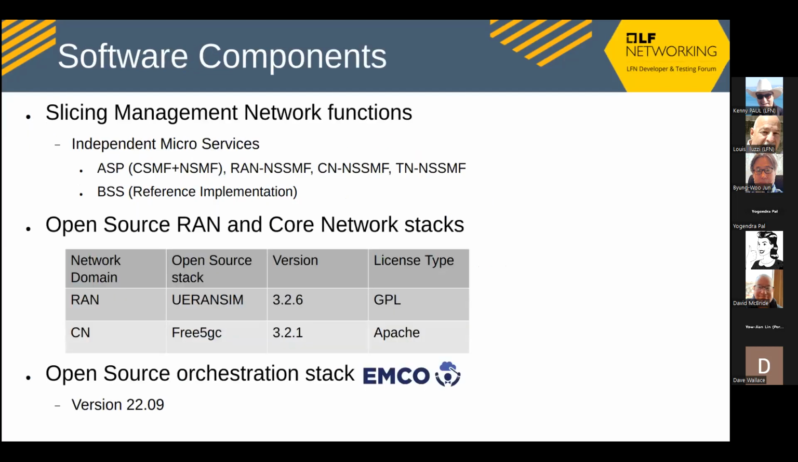I'll just touch base on the software component. Like I was mentioning, the slicing management network functions we have built up are our microservices, and those are the 5 microservices. One is called a slicing processor, which contains CSMF and NSMF functionality together. Then you have RAN SSMF, which is responsible for managing the RAN domain. Then you have core network SSMF, which is responsible for the core network, and transport SSMF, which is primarily responsible to stitch the RAN and the core.